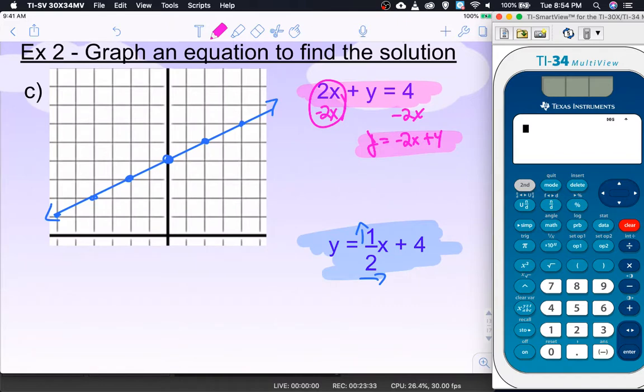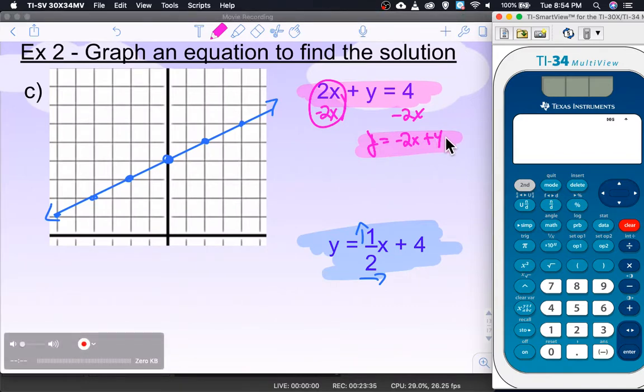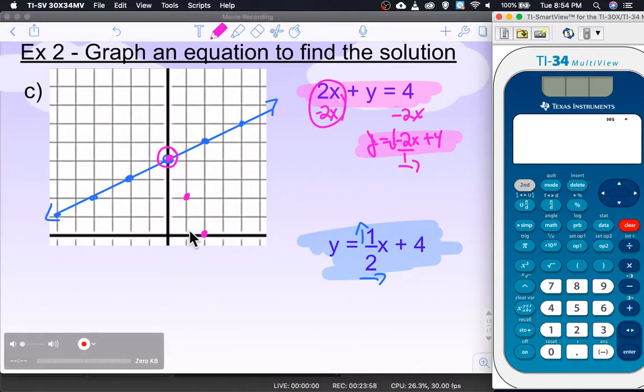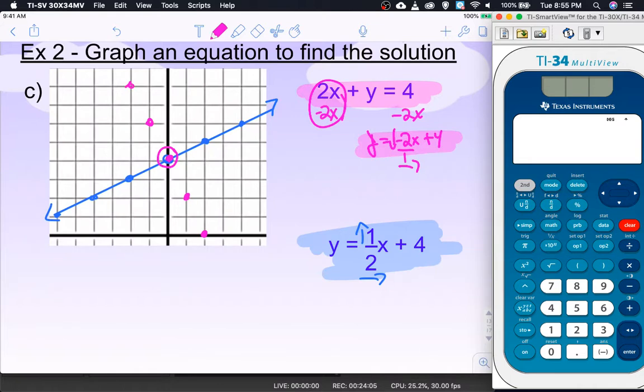So my line is going to cross the y-axis at +4. It's going to go down 2/1. Your rise is a negative. You're going down. So down 2 over 1, down 2 over 1. And in reverse, I'm going to go this way. So up 2 over 1 the wrong way, up 2 over 1 the wrong way, and now line.